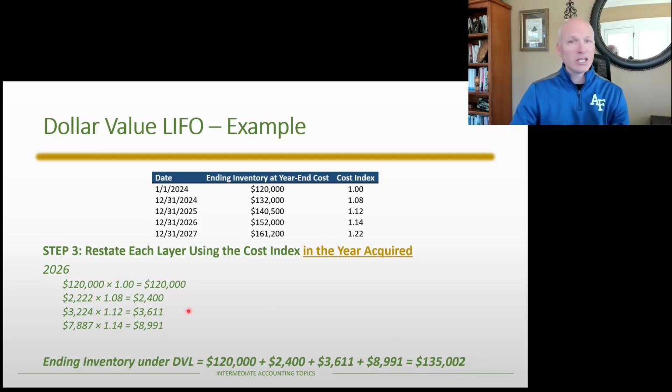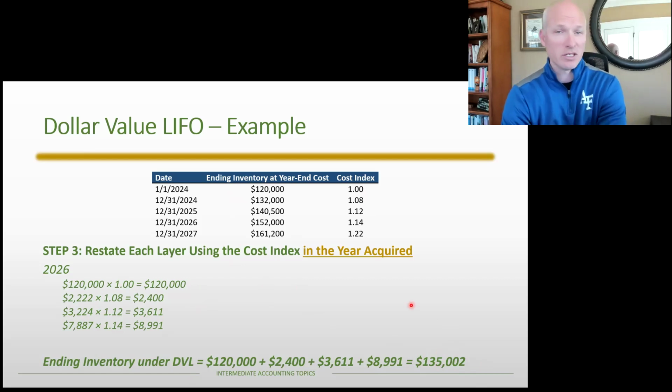And again, we're not tracking units, we're not tracking unit costs, we're using cost indices. And what we observe is the total value of our inventory. We're using it to infer or estimate what we would report under dollar value LIFO. Again, we are not tracking this specifically. This is an estimate.